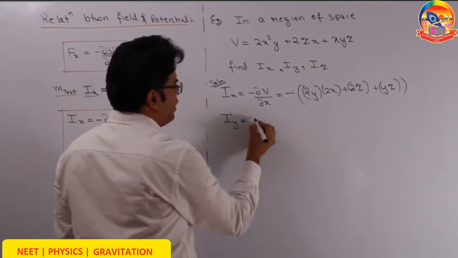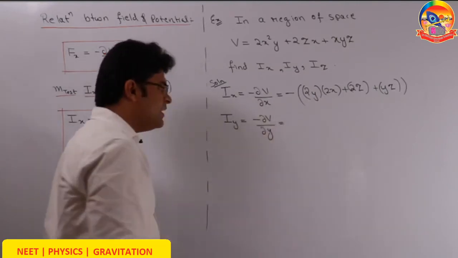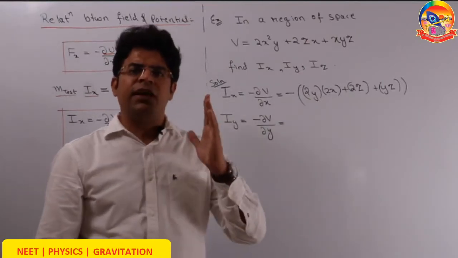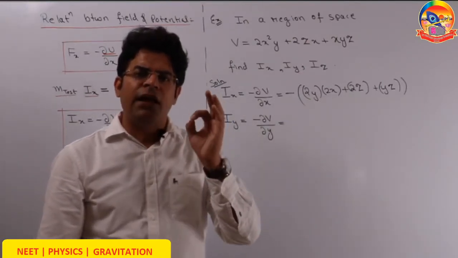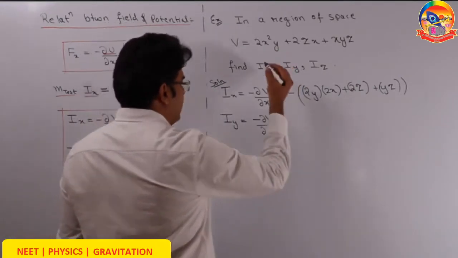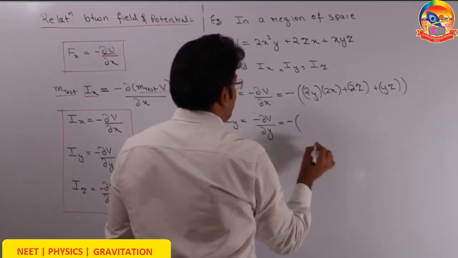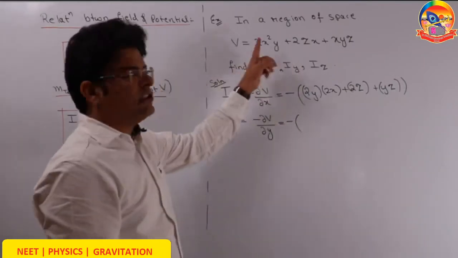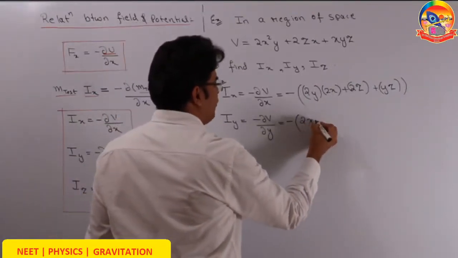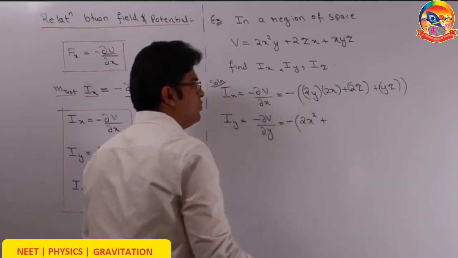Now let's see what is the field in y direction. Similarly, we write the field in y direction as minus del V by del y. This time we are differentiating with respect to y. Since we are differentiating with respect to y, apart from y, I will treat all the other variables as constant. So this time x and z will be treated like constant. So minus del V by del y equals minus. In the first term, you have got 2x². Treat 2 as well as x² as constant. Take them outside. The differentiation of y is 1. No need to write it. 2x² into 1 is 2x².